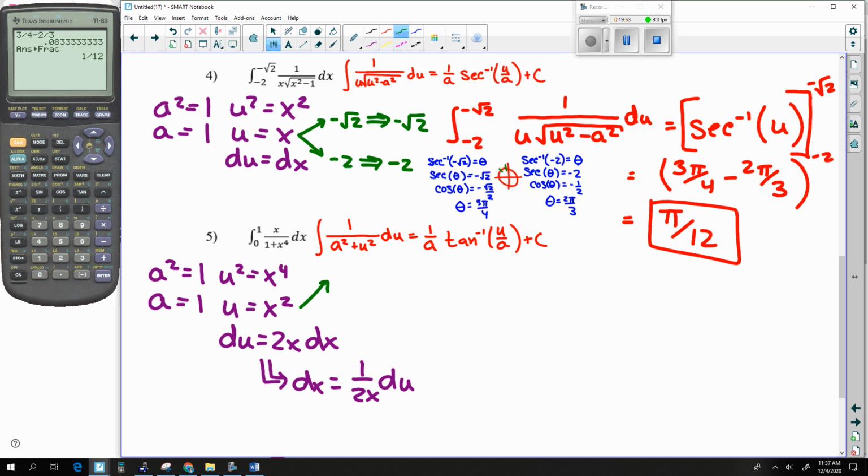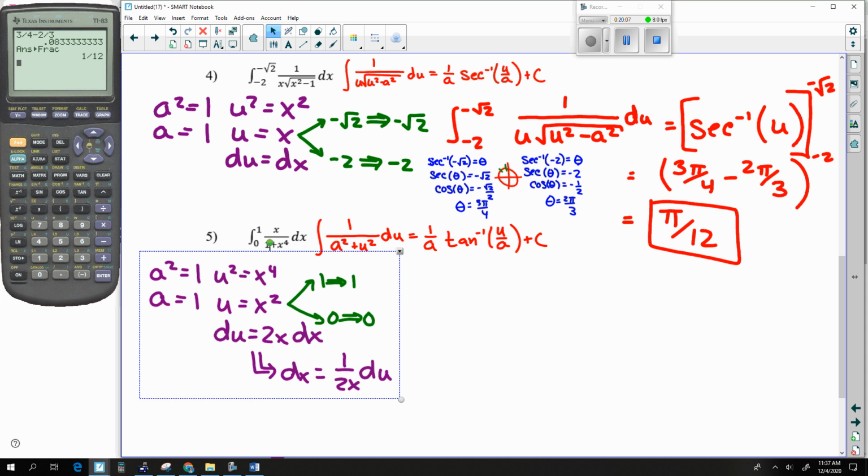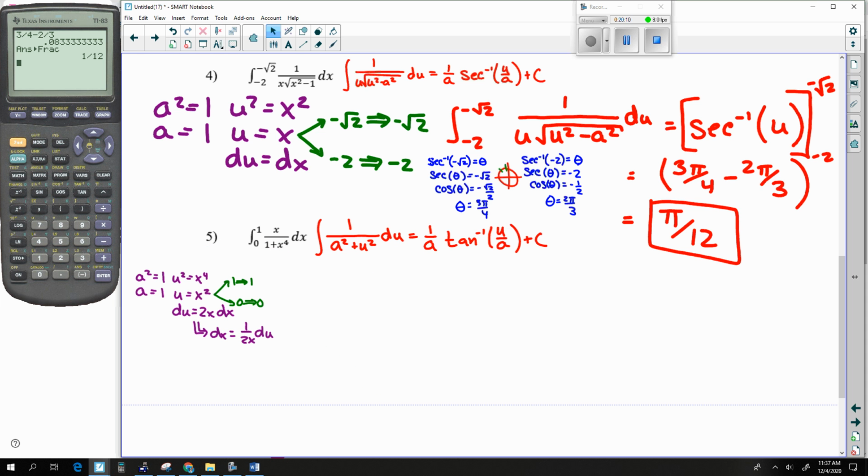All right, the other thing that I need to do is reevaluate the limits. So 1 is still 1, and 0 is still 0. Okay, these are all the substitutions that I need to make into the very original equation. So the very original equation is now going to be the integral from 0 to 1. Those are substituted. Okay, x, I don't have a substitution for that. And then I have 1, which is a squared, x to the fourth, which is u squared, dx, which is now 1 over 2x du.